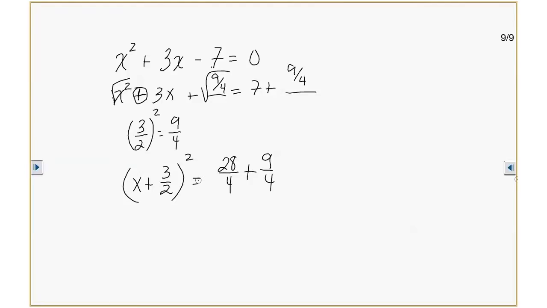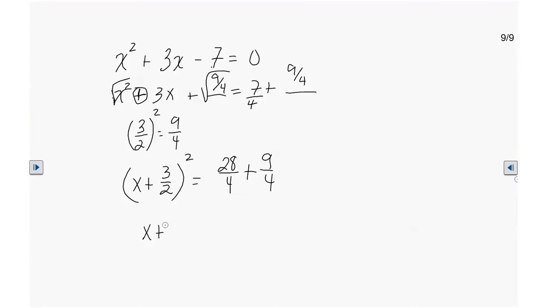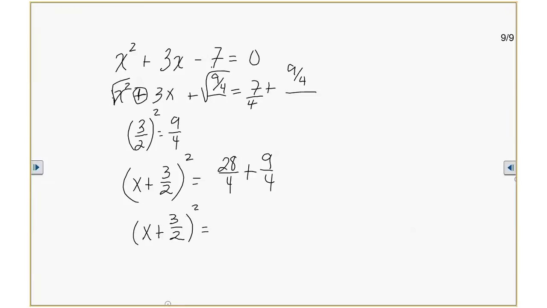Over here, I've got to have a common what to add fractions? So change this into a 4. 1 will go into 4 4 times. 4 times 7 is 28. I think all of those pretty much be done 4th grade math. (x plus 3/2) quantity squared is equal to 37/4.